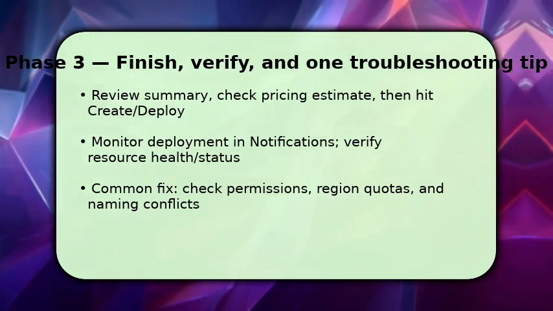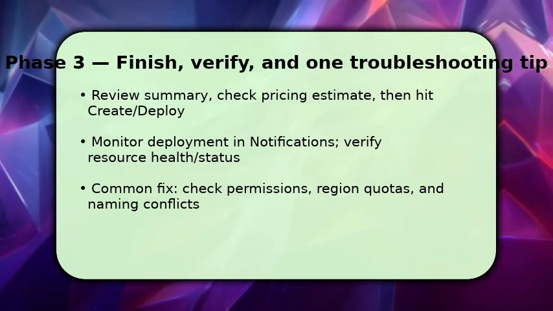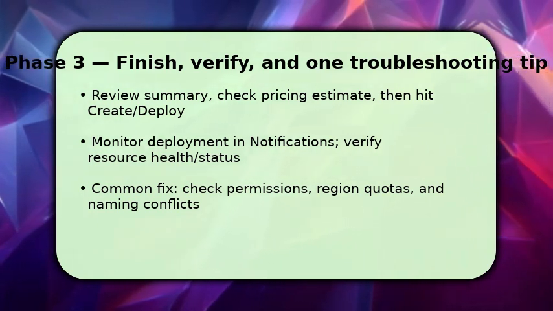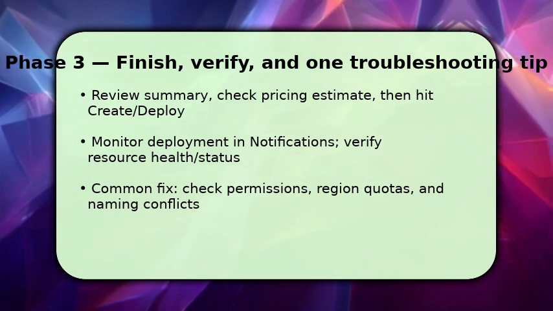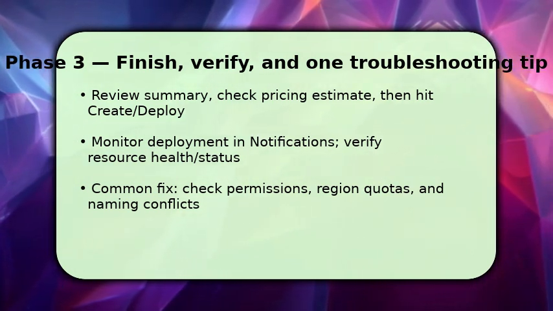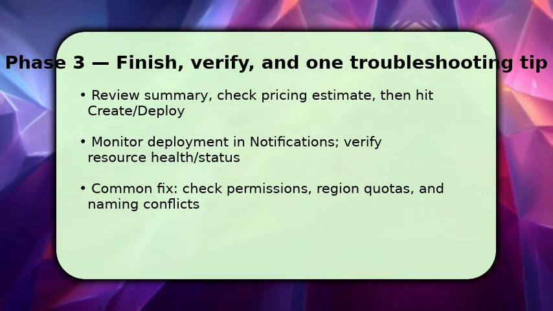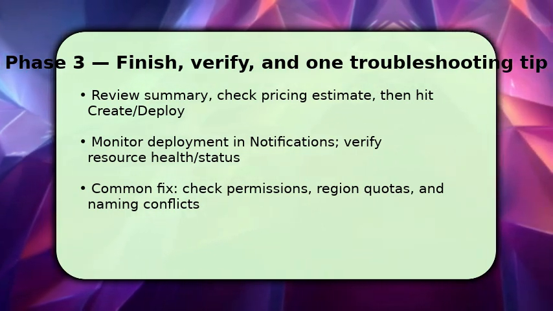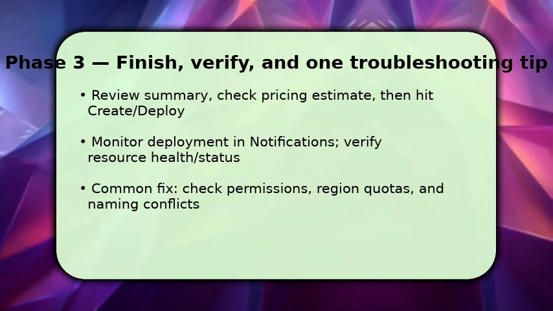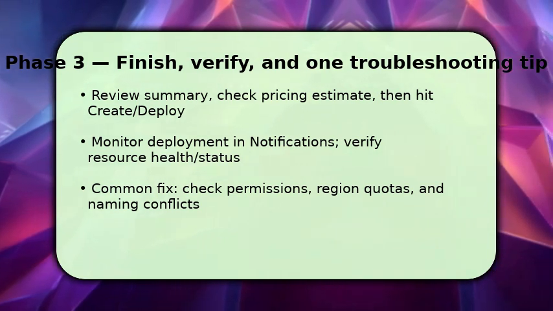If it fails, inspect activity logs and deployment details first. If something goes wrong, make sure your permissions are sufficient, that region quotas are not exceeded, and that there are no naming conflicts. Once deployed successfully, validate endpoints and access, then apply backups and monitoring to keep it reliable.